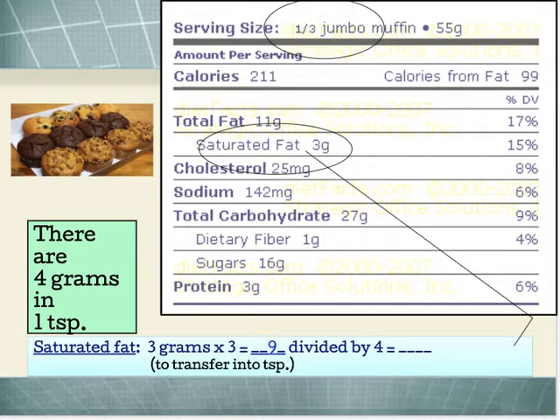Saturated fat, there are 3 grams of saturated fat. We're going to multiply that by 9, and then we're going to divide that number by 4 to figure out how many grams of saturated fat we have, and it's going to be 2.25 grams of saturated fat. We'll talk more about that here.